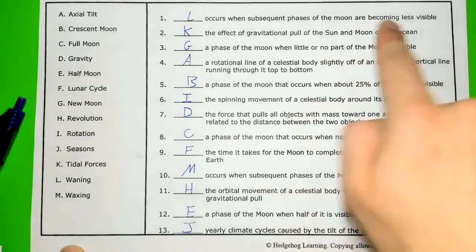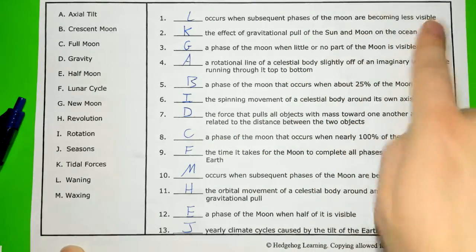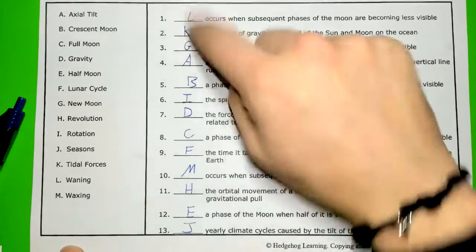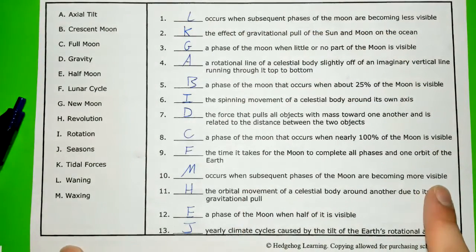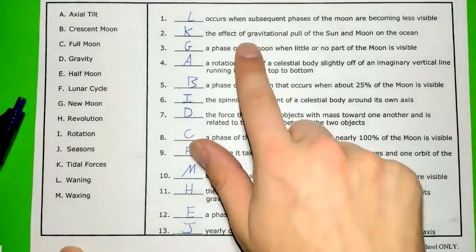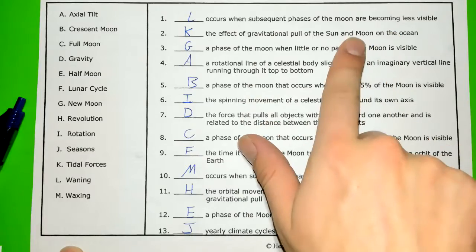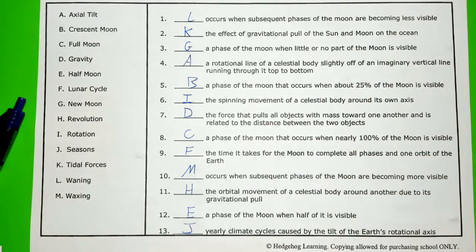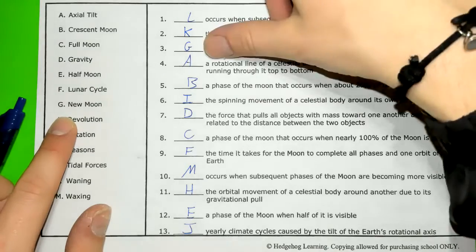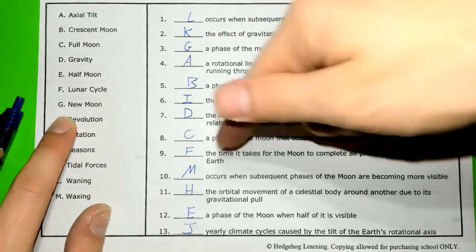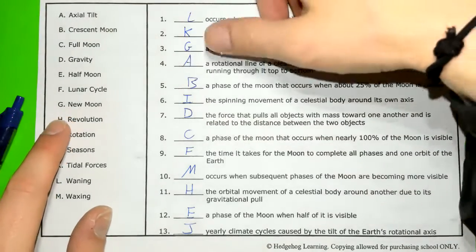When the moon phases are becoming less visible, remember, wax on, wane off. So this is your waning, which means when the moon phases are becoming more visible, that'll be your waxing. The effects of the gravitational pull of the moon on our oceans will be our tidal. We have a new moon, which is when there's no part of the moon visible. A rotational line, guys, that cuts through a celestial body, that'd be your axial tilt.